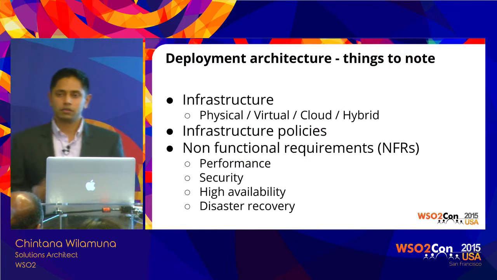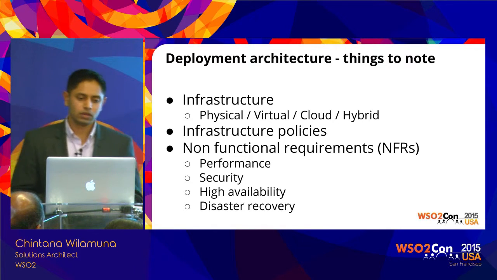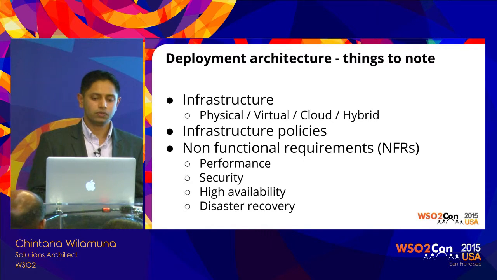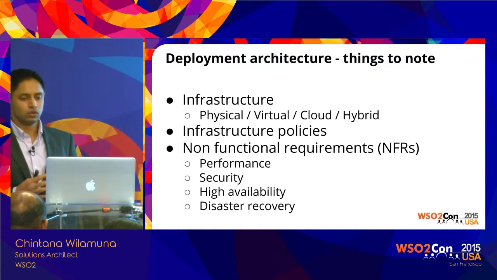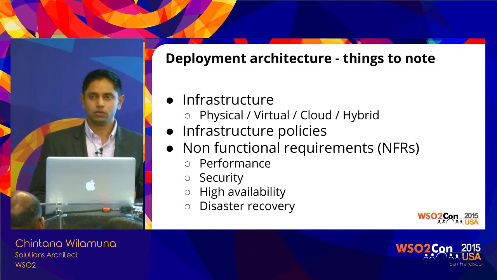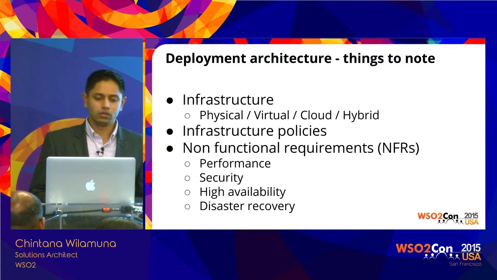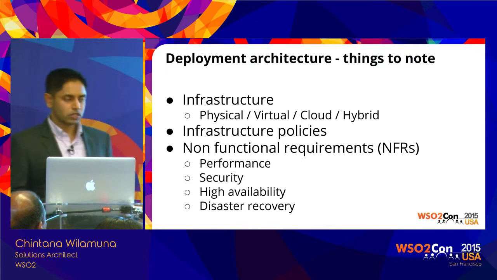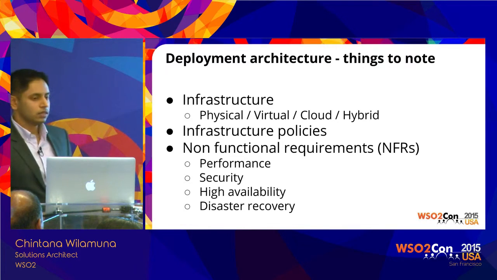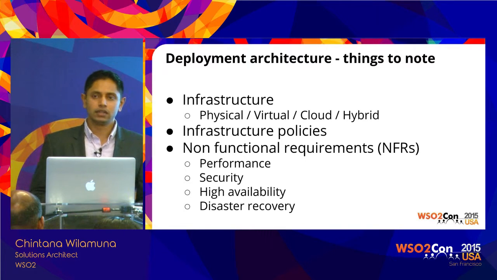When you are coming up with the deployment architecture, some things to note: whether you are deploying to physical machines, virtual machines, or a cloud-based deployment model, or do you want a hybrid model to do cloud bursting? You need to take into account the infrastructure policies that you already have and design your deployment accordingly. And also non-functional requirements are very important. What are the characteristics and SLAs that you are going to provide with the deployment to the business users?